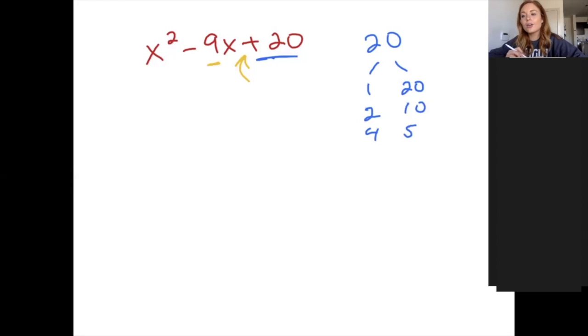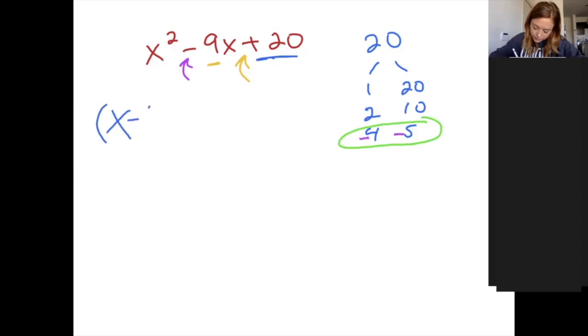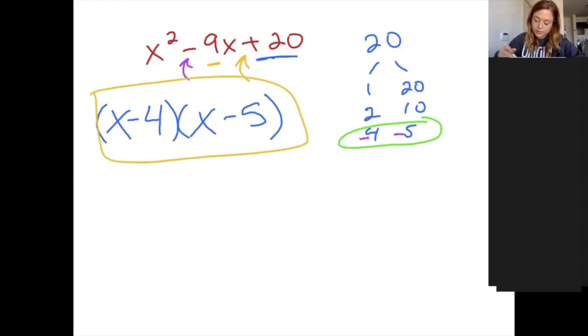So then we look at those and we want to decide what adds to give me 9. Okay? 4 plus 5. And then that's where we get the 4 and the 5. And then we look at the sign in front of the B, that negative, and that's going to tell us that both of those are going to be negative numbers. Okay, and then we write them in factors. We go x minus 4, x minus 5. Boom, you have your answer. Okay?